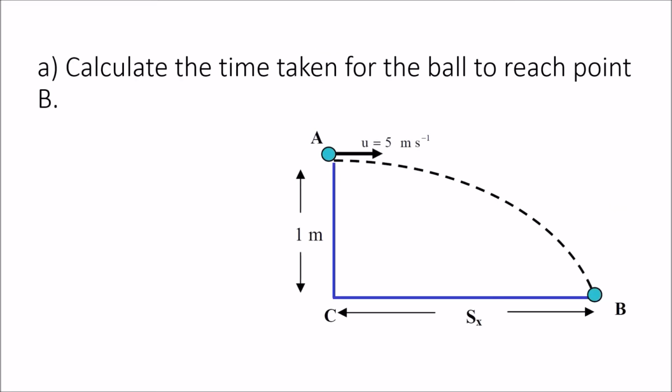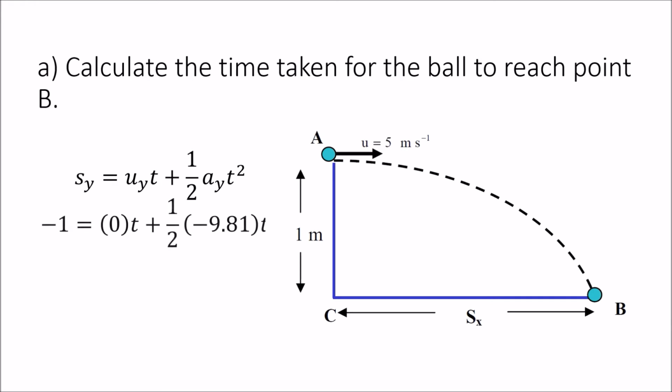As we have adequate information from the question itself, we can use one of the linear motion equations to solve this question. In this case here, we will be using the equation s equals ut plus 1/2 at squared, and we will be using the values for the y-axis. Substitute in the values, rearrange, and you should be able to get the answer.